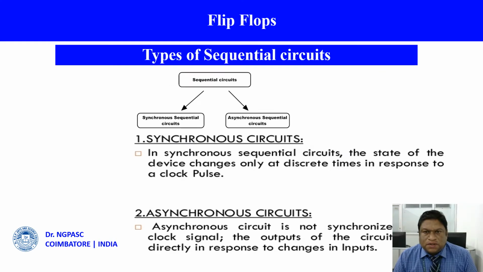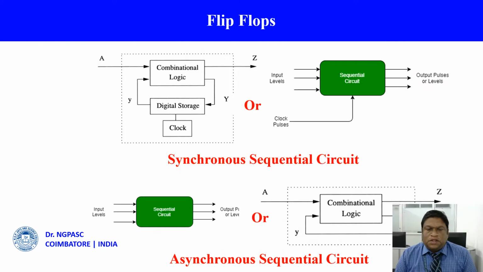Two types of sequential circuits are there: synchronous circuits and asynchronous circuits. The synchronous circuit works along with the clock pulse, which means the output changes according to the clock pulse. Whereas an asynchronous circuit works independently of the clock pulse. It does not require any clock pulse, and is not synchronous with the clock pulses. This is the block diagram of synchronous and asynchronous circuits.